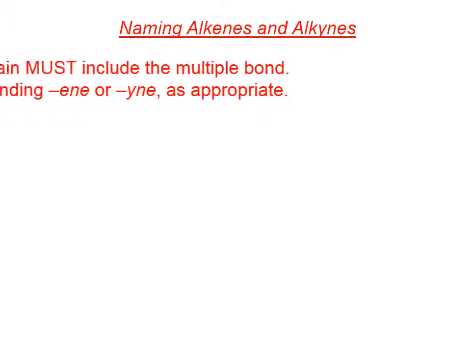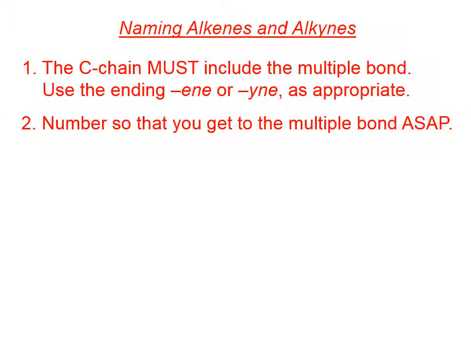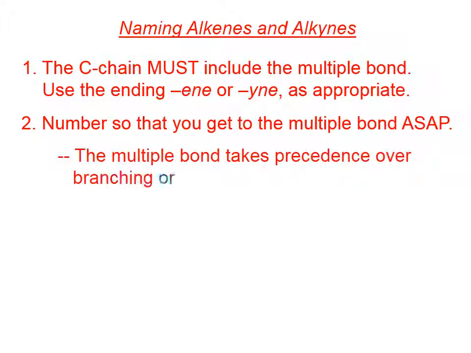Naming alkenes and alkynes. Recall that alkenes have a double bond and alkynes have a triple bond. The carbon chain must include the multiple bond. We want to use the ending "-ene" if there's a double bond, or "-yne" if there's a triple bond, as appropriate. You want to number the chain carbons so that you get to the multiple bond as soon as possible.